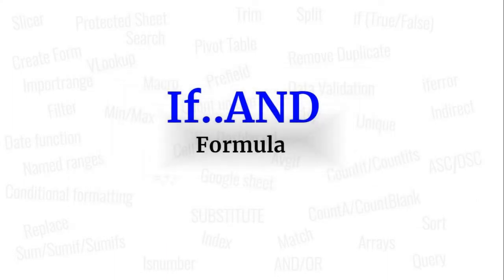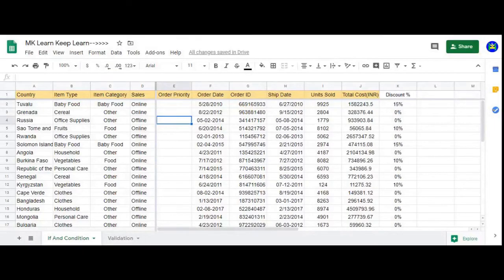Today we'll discuss the IF condition formula in Google Sheet. Same raw data: country, item category, sales. Same data is there.